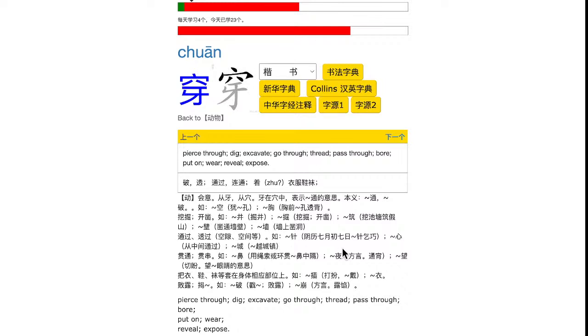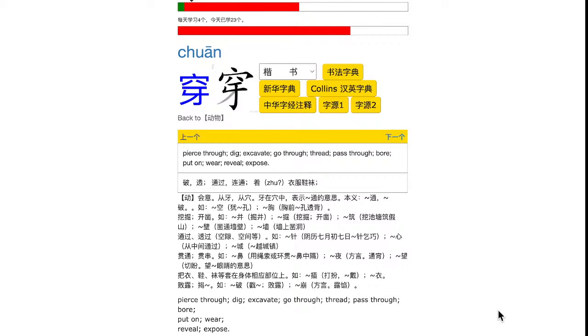And another meaning is put on clothes. Okay, why does putting on clothes have anything to do with it? This is because when you put on clothes, you have to make your arm go through the sleeves, right? And like 穿鞋, that means you slip your feet into the shoes, right? There's a hole and you put your feet through it. So that's why you call it 穿衣, 穿鞋, 穿袜.